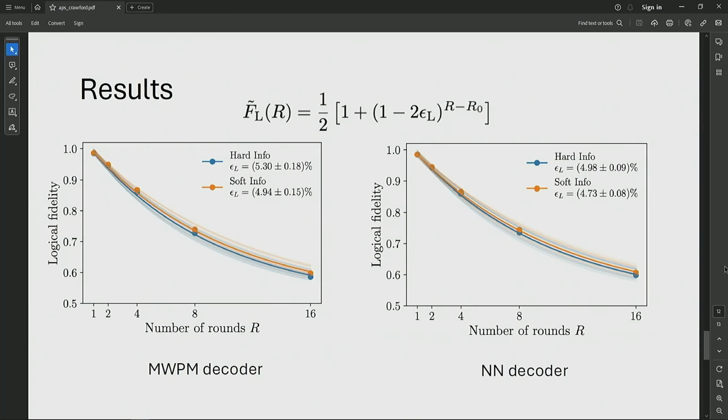We also extract the logical error rate by fitting this function, a measure of the performance per round, and we find that overall the best performing decoder is the soft neural network decoder.